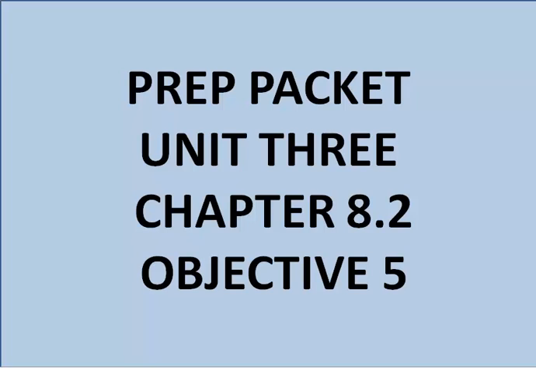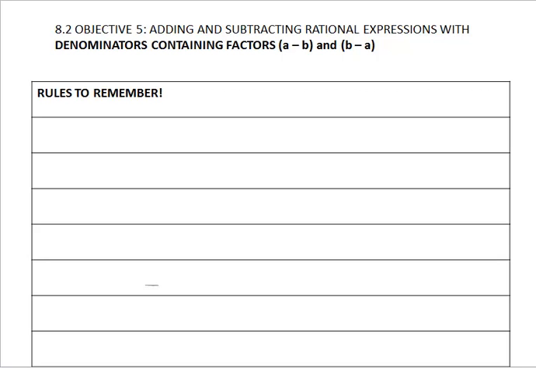This is the prep packet video for Unit 3, Chapter 8.2, Objective Number 5. In this objective, we're going to look at adding and subtracting rational expressions that have denominators that have factors that are basically the reverse of each other. And we've talked about this a little bit in another video, and I want you to take a look at this.